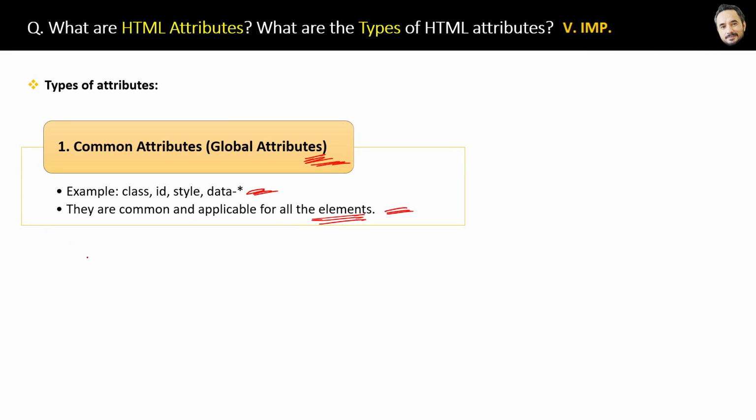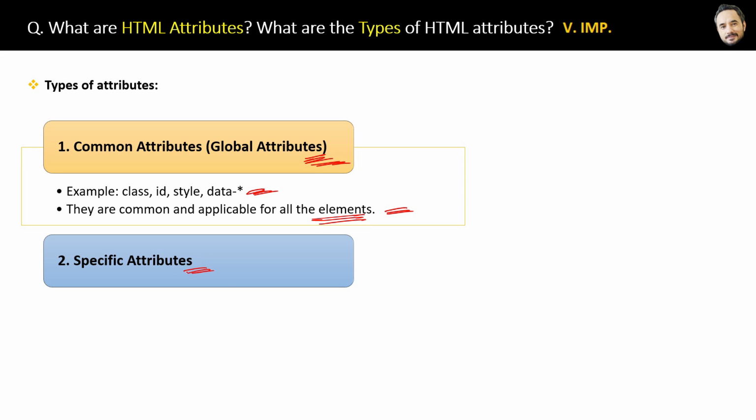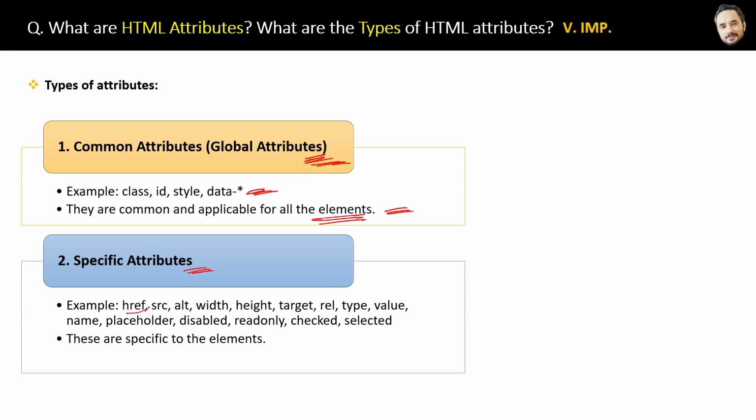Now the second type are the specific attributes. For example, href, which is specific for hyperlinks only, okay, for anchor elements only. Then the src and alt are applicable for images only. Width and height attributes are for many elements, but not for all. So similarly, there are other attributes which are specific, some are global. So those are the two types of attributes, okay. Great, this was the short story about attributes.